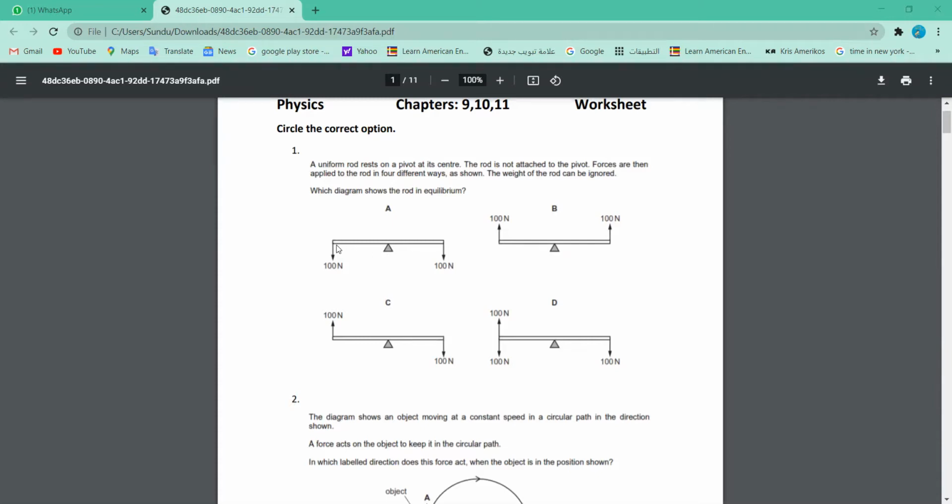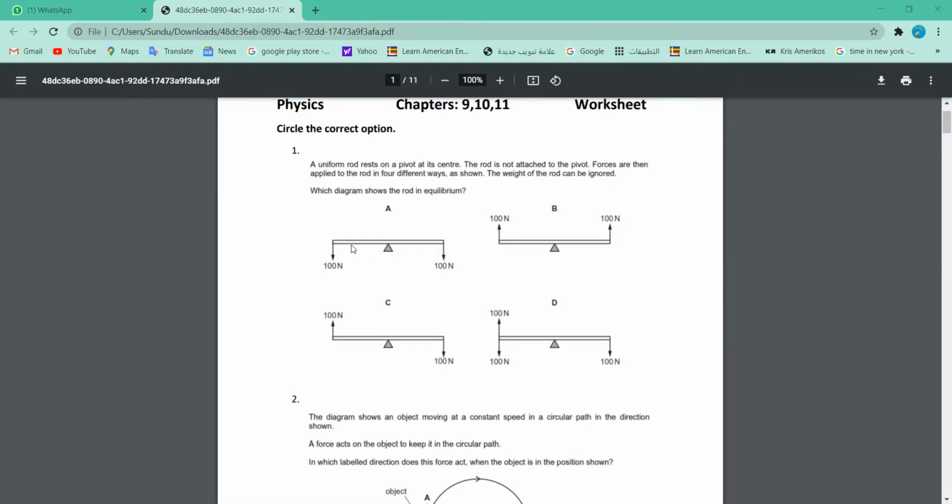Can you see my mouse moving? Yes, miss. Okay, good. So now look at this 100 Newton here on the left-hand side. What moment is it producing? Clockwise or anti-clockwise? This is anti-clockwise. This one is clockwise. This is clockwise, right?